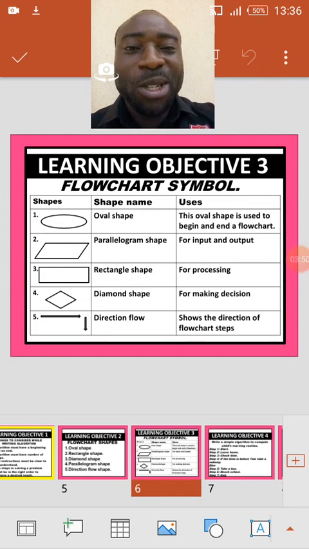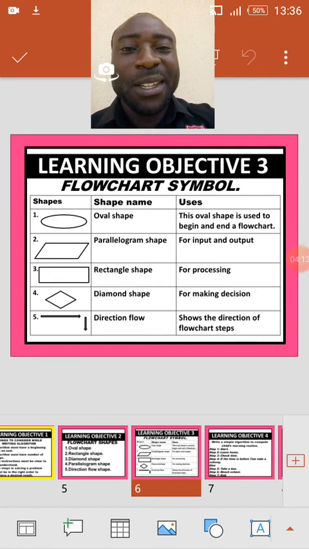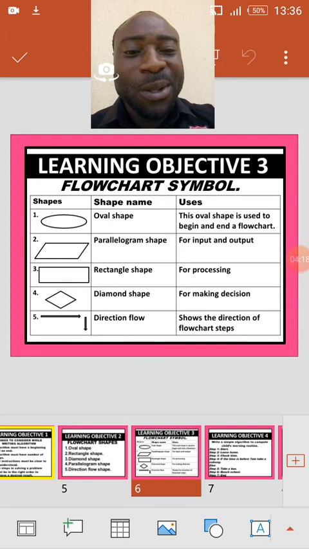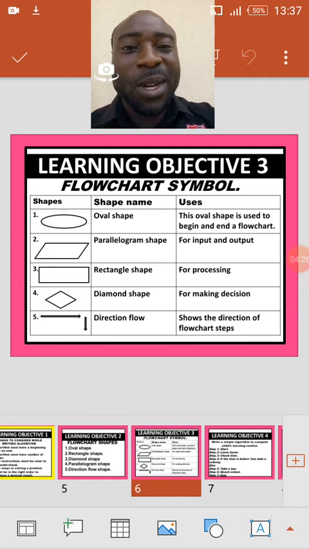Okay. Then rectangle shape is for processing, the thing that you want to perform. Like if you want to add maybe 2 plus 3, that's the process, and it is written in a rectangle shape. And diamond shape is for making decisions. We have an algorithm that has this, so when we get to that place, you will understand it better. Then the next one is direction flow, or at times we call it arrow. This one shows the direction of the flowchart. That is, a line that connects one flowchart symbol to another.